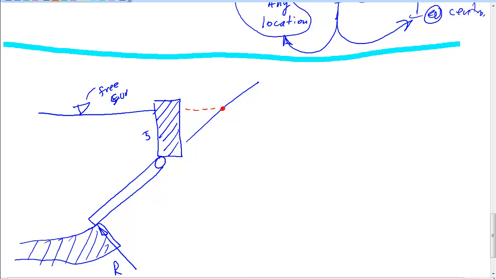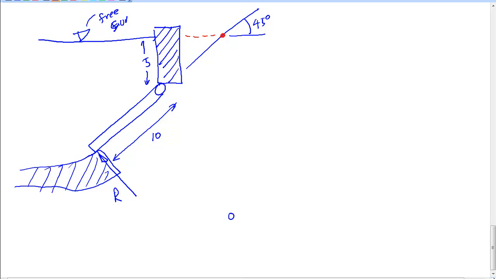Now let's start working the problem. Let's say it's 5 foot down to the hinge. Let's say 45 degrees. Make my life easy. Let's say this is 10 foot here. However, we need to identify the profile of what the gate looks like. We're going to make it look like the gates we've seen before, just to make our problem doable two different ways. So here, in fact, is our gate.